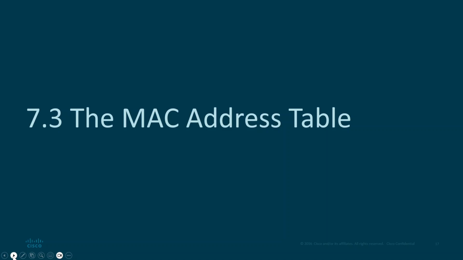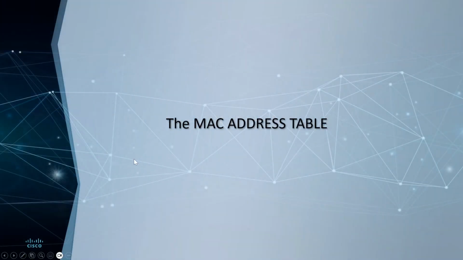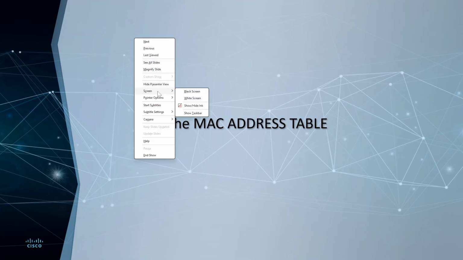So, the MAC address table. I'm going to explain here. Let me get my black screen and show you a couple of things which are important in this chapter. Let's say we have a PC connected to a switch, and this is PC1. Then we have PC2 connected to the same switch, and PC3, for example, right here.